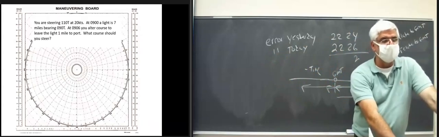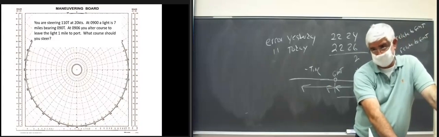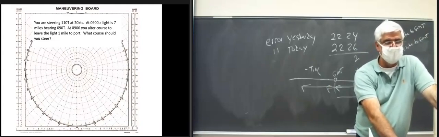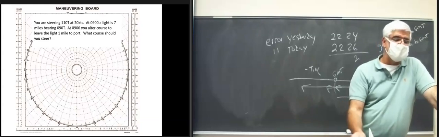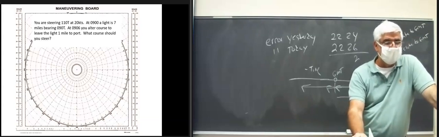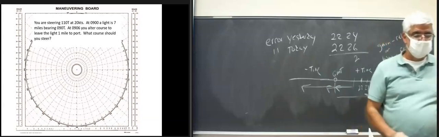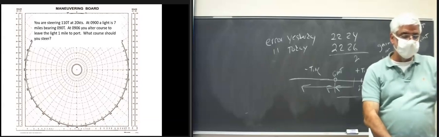You're steering 110 at 20 knots. At 0900, a light is 7 miles bearing 090. At 0906, you alter course to leave the light 1 mile to port. What course should you steer? You can get this on the TNAV section, which is 10 questions, 1 wrong. So I think the way to do this is on the maneuvering board.